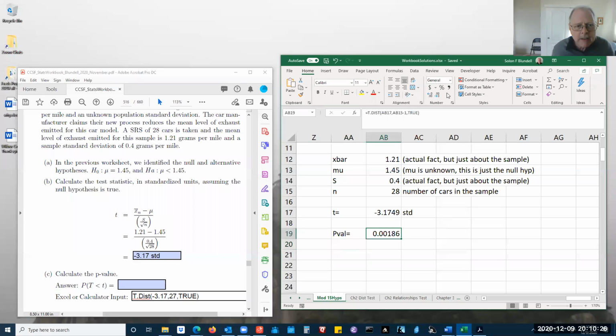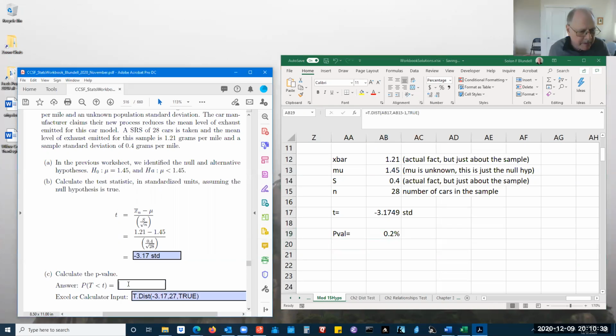So there it is. And as a percentage, to the nearest 1/10 of a percent, it's about 0.2%. And that's it.